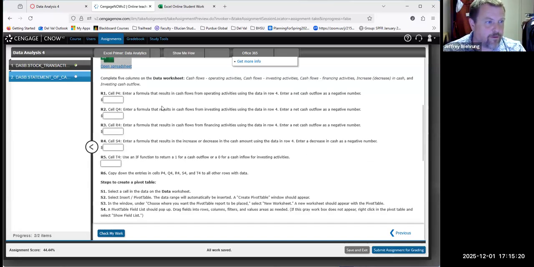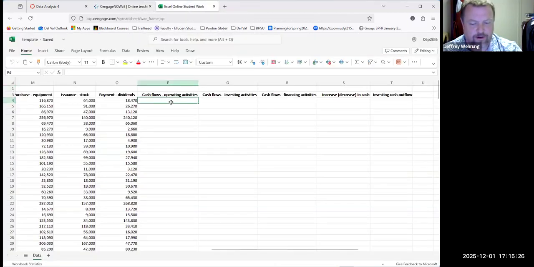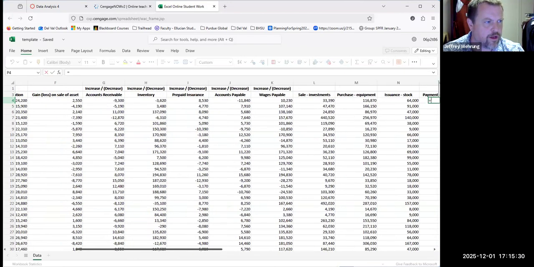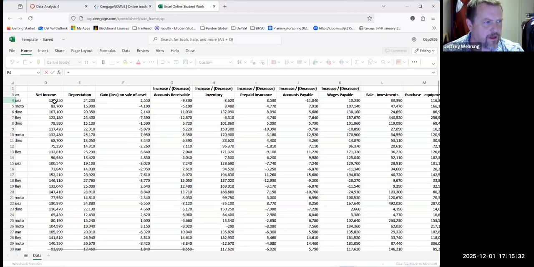Okay, enter a formula that results in cash flow from operating activities. Great. So we know how to do this. For operating activities, we start out with our net income. So our net income, we add back in our depreciation. Boom. Then we have our gains or losses on sale of assets. So if it's a gain, we are going to subtract that.